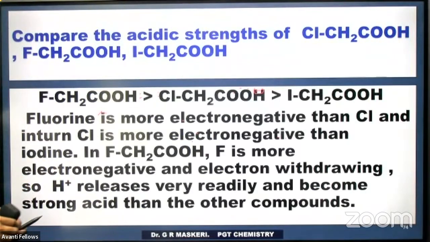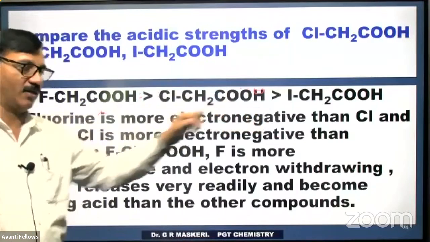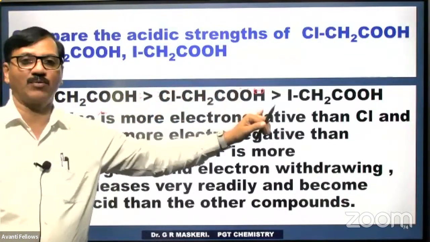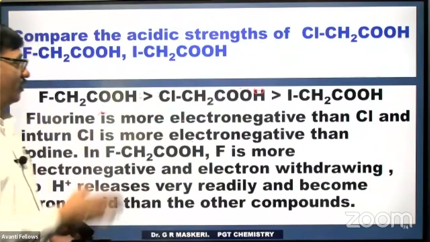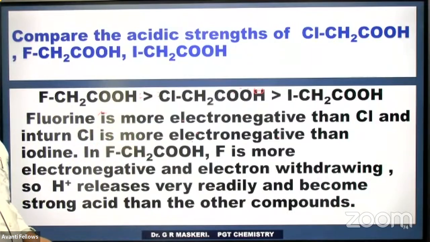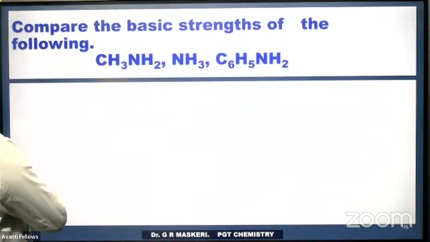So fluoroacetic acid, chloroacetic acid, iodoacetic acid. Fluorine is more electronegative than chlorine. Chlorine is more electronegative than iodine. Therefore, this is the order. I hope it is understood, right? So that is what we have to write.